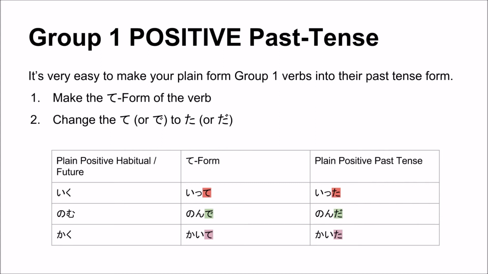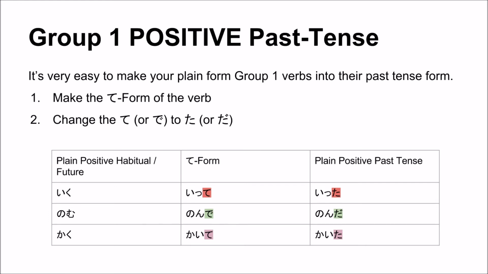Right. So te forms first. Iku. The te form is ite. Change that te to a ta. We got ita. We got the plain past tense. Go is the te form? It's not really a good translation for the te form. Ita, went. Iku, go. Went. Drink, drank. Write, wrote. Pretty easy, te form to the corresponding a sound.